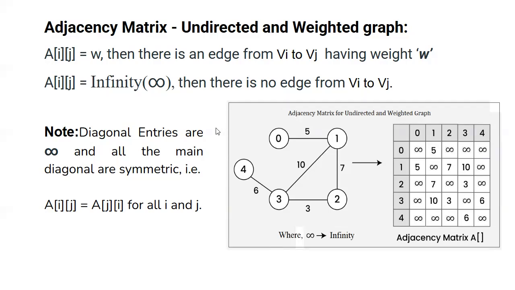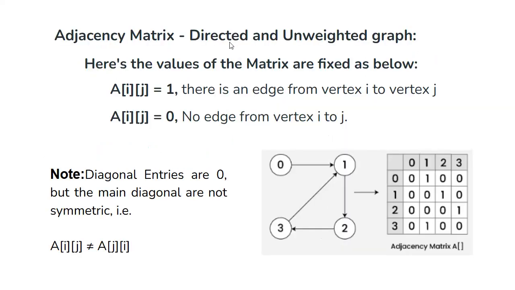Okay, and the third type of graph is directed but unweighted graph. So how do you represent it? If there is an edge from 0 to 1, the value in cell 0 to 1 is 1, but the vice versa is not the same because there is no direction from 1 to 0. So from 1 to 0, there is no direction. So its value is 0, which is not symmetric to its 0 to 1 value, and so on. Okay, that is given here.